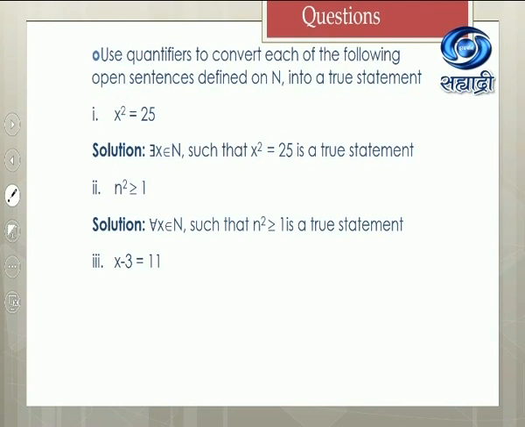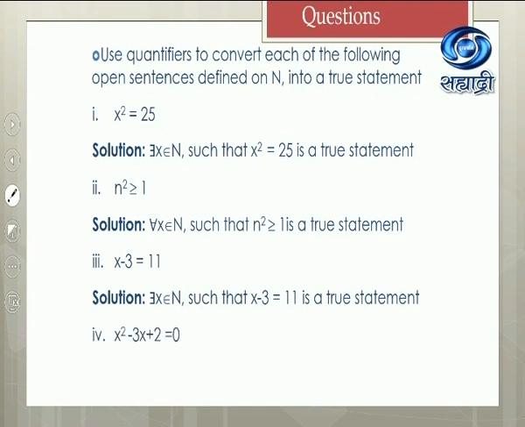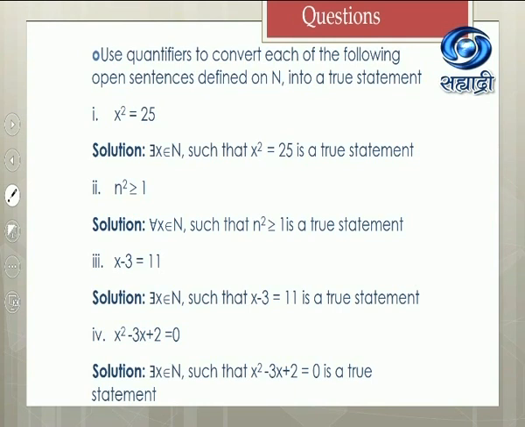Does there exist any natural number for which this expression is satisfied? Yes, 14 is there. So there exists x belonging to N such that x minus 3 equal to 11 is a true statement. Next, x square minus 3x plus 2 equal to 0. There exists x belonging to N such that x square minus 3x plus 2 equal to 0 is a true statement. When we simplify this, we get the value of x, and therefore there exists will come, and we cannot write it as for all.